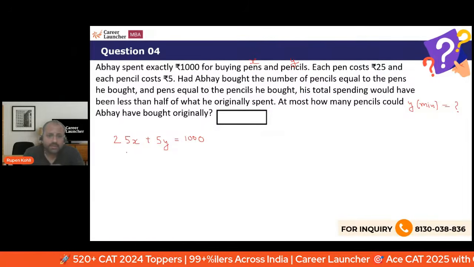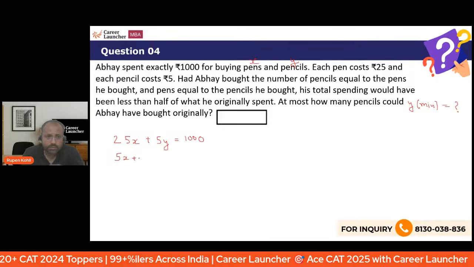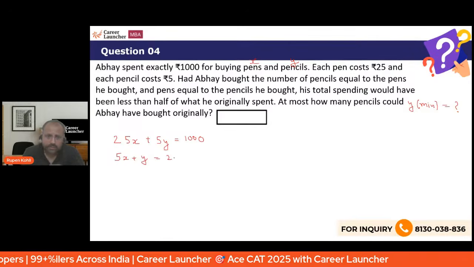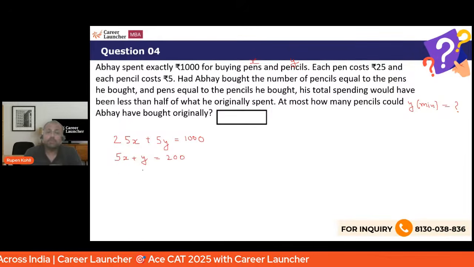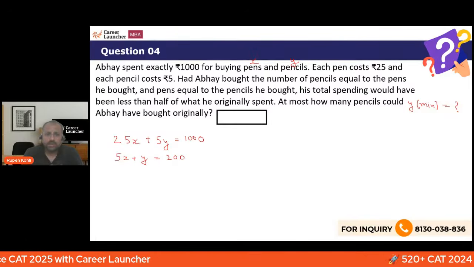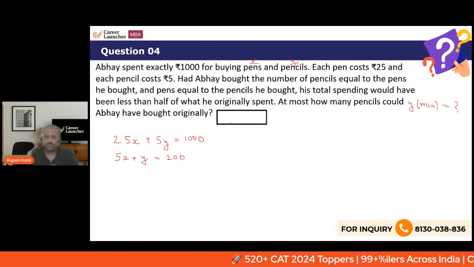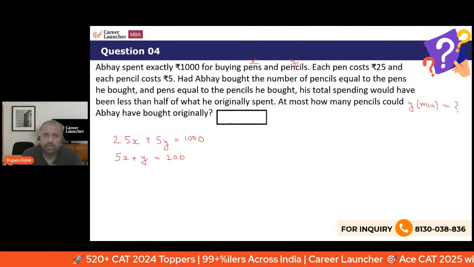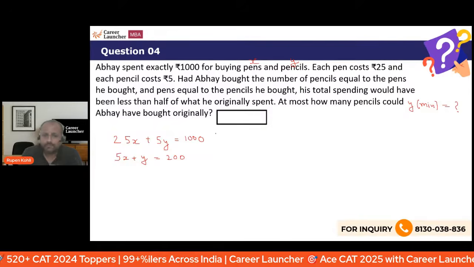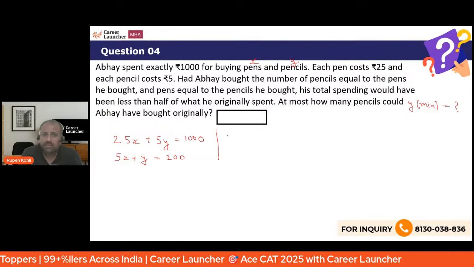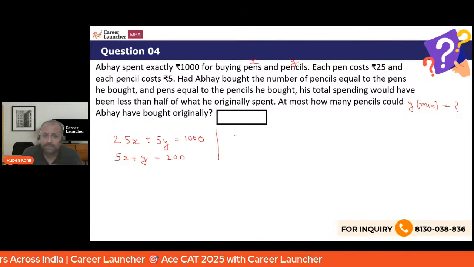25x plus 5y is 1,000. 5x plus y is 200. Linear equation, we know how to find all the solutions. Now, before we write the solutions, let us write the further constraint. If he does the swapping, pens equal pencils, pencils equal pens, what would he have spent?